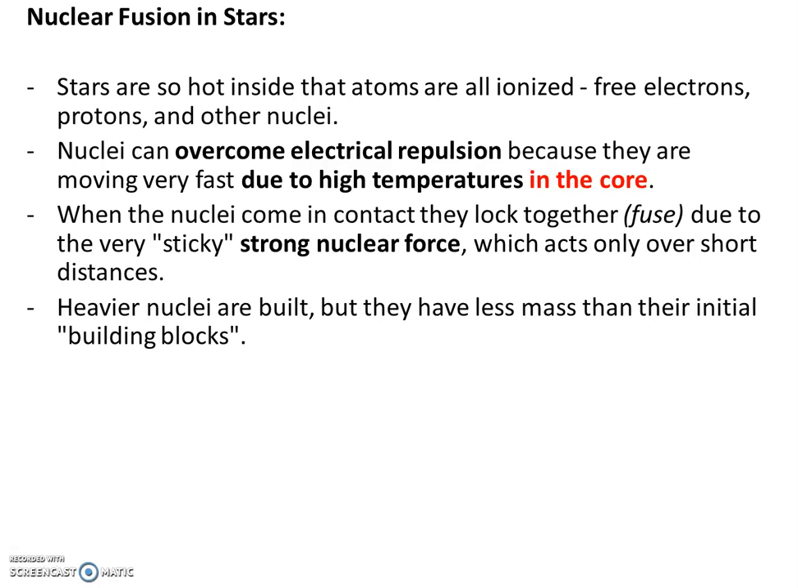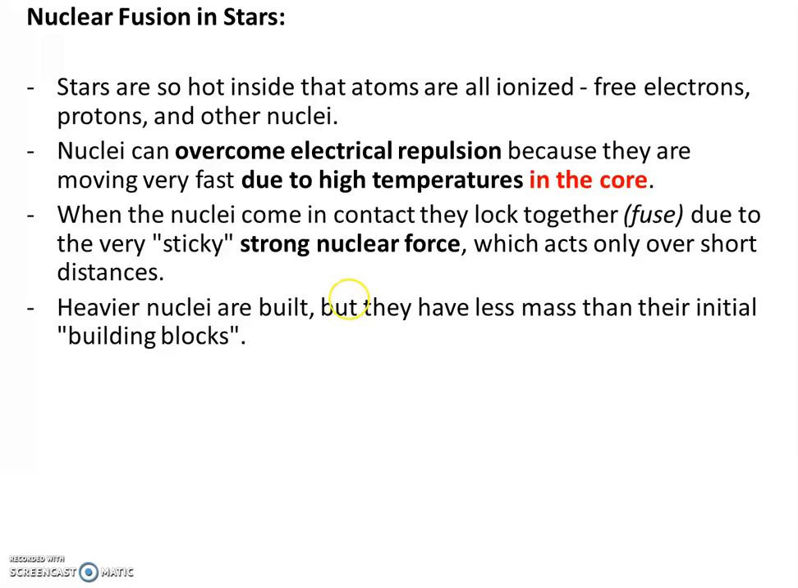So heavier building blocks are built, but those heavier nuclei, even though they are heavier, have less mass than their initial building blocks. In other words, you put two protons together, you end up with something called a deuterium nucleus, a nucleus of hydrogen that has a neutron in it. A deuterium nucleus is slightly less massive than the two protons that started out. Okay? And that's very important.